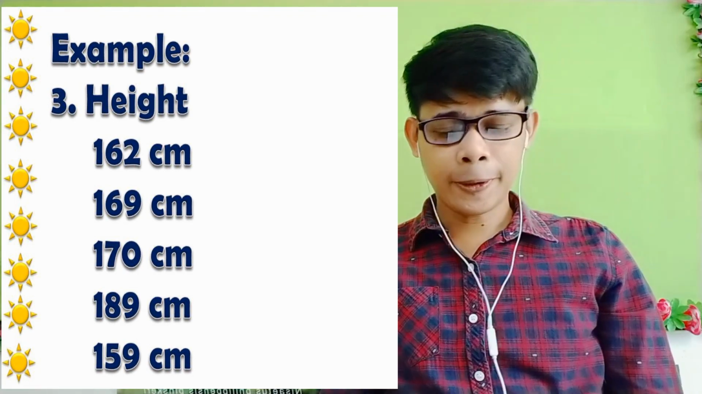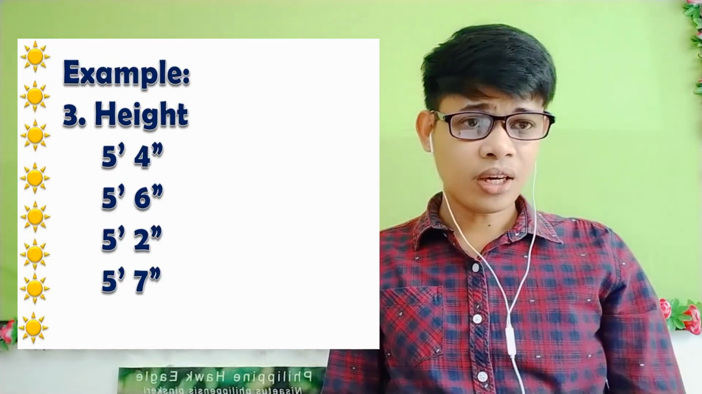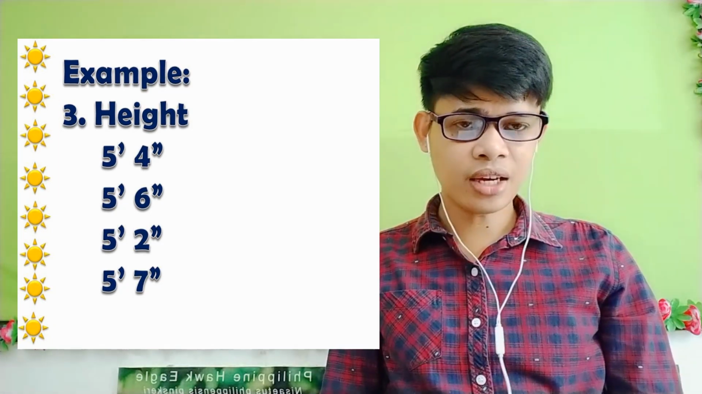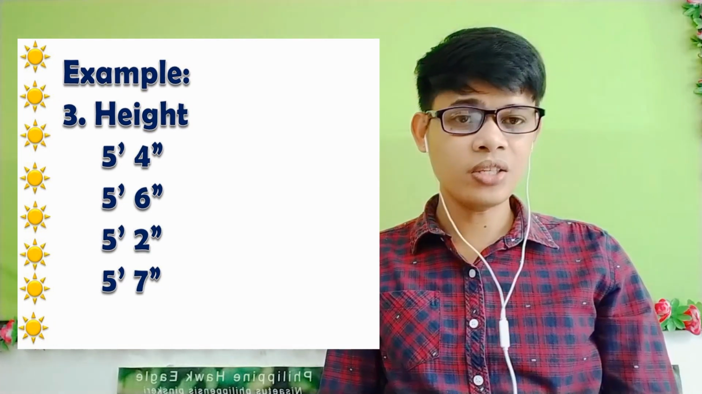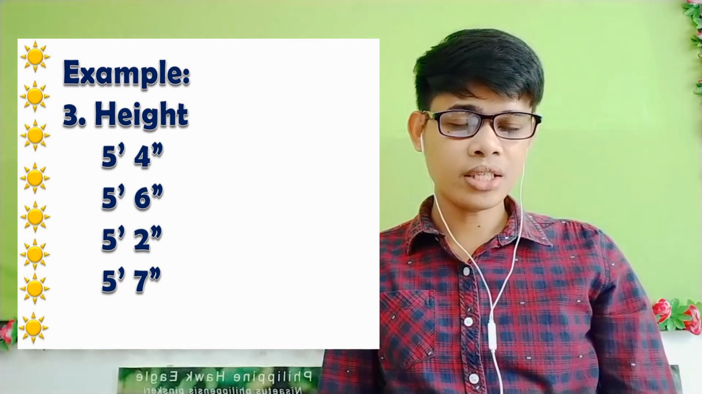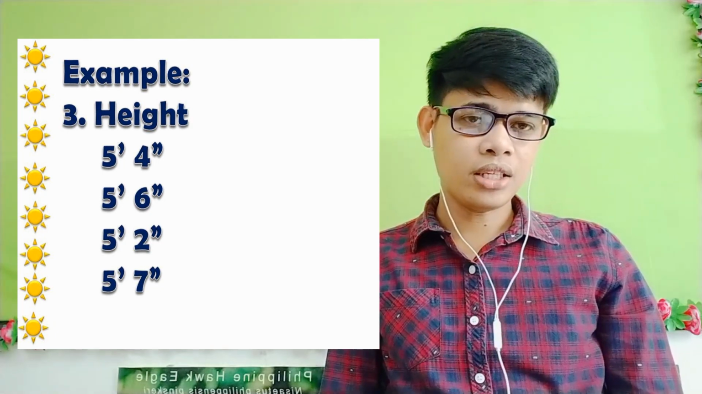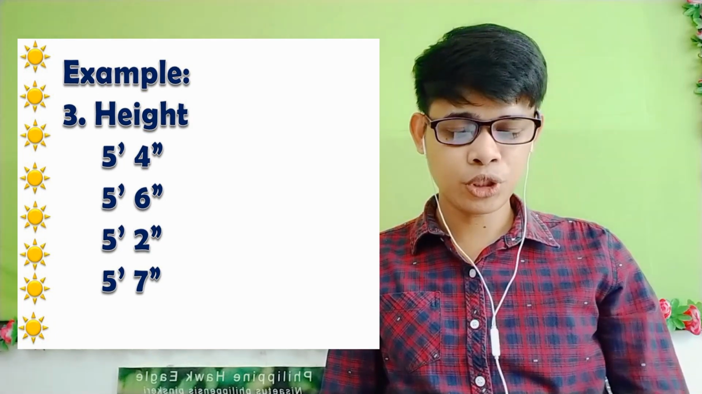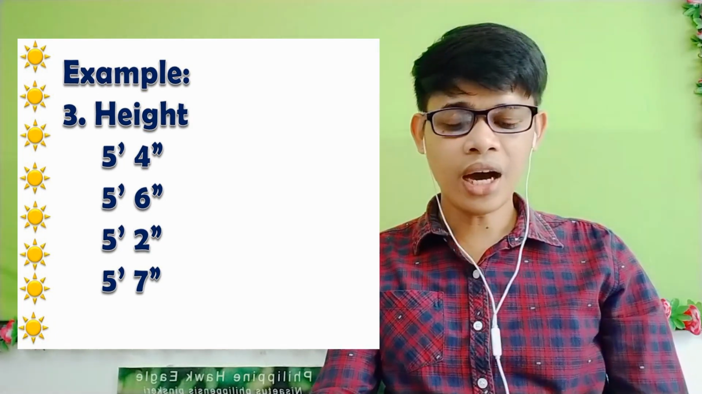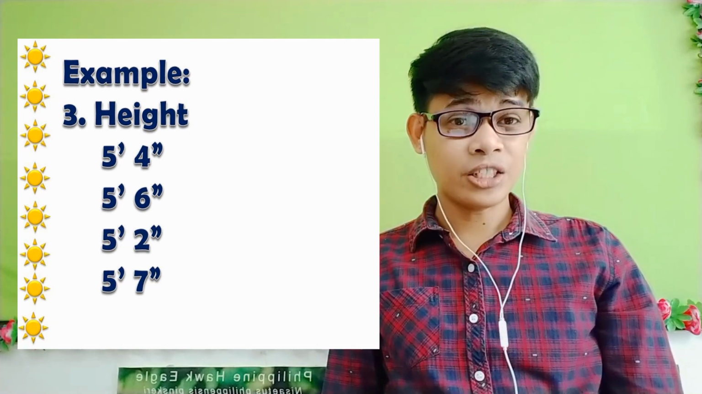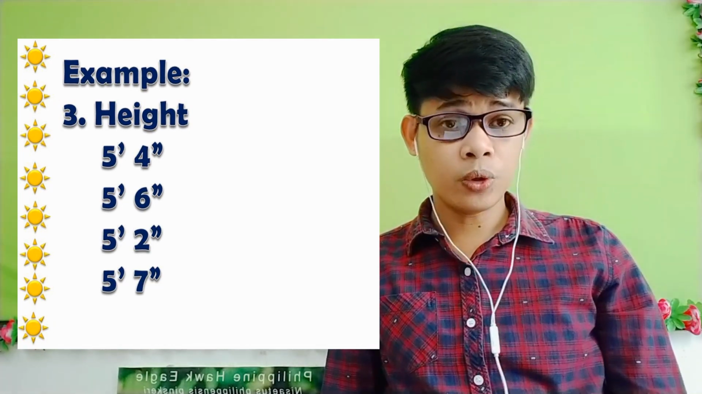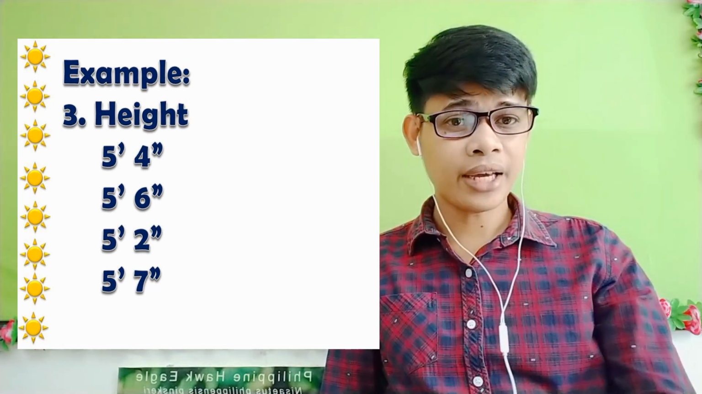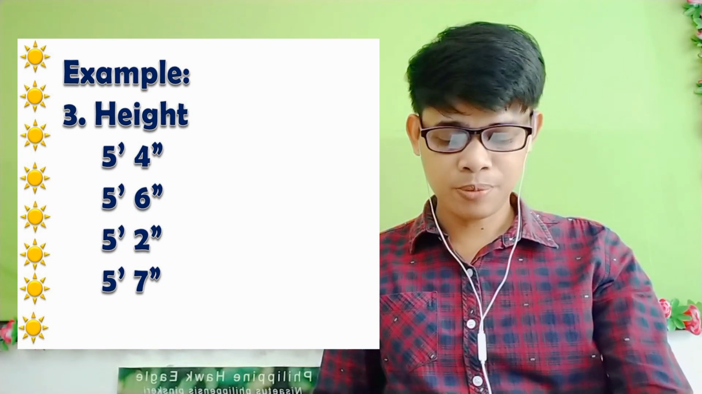And your height can also be expressed in this way. We have 5 feet and 4 inches, 5 feet and 6 inches, 5 feet and 2 inches, and 5 feet and 7 inches. Okay, so it depends on what unit of measurement you are going to use when you deal with height as your research variable. So hopefully you learned about research variables with the examples given.